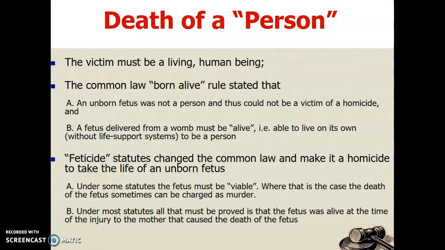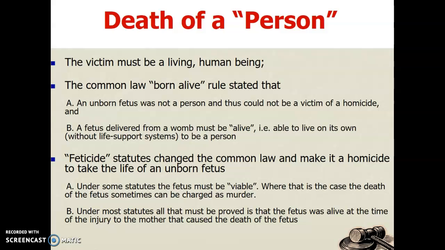The victim must have been living. That means that they couldn't be dead before the murder happened. You can't kill someone who's dead. And I know that sounds weird, but we'll talk about it in different chapters in different classes. But you may have someone practicing necrophilia, where they are having sex with a corpse. Well, that's different than forcible rape. And it's important to note when the person died and how the person died.